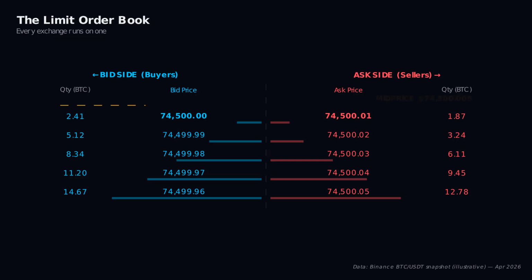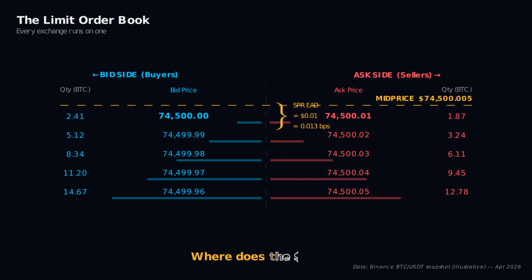The market price, the number on CoinGecko or your portfolio, is the midpoint between the highest bid and the lowest ask. The gap between them is the spread. On Binance BTC USDT right now, 1 cent, 1 tick, 0.013 basis points, among the tightest spreads in any financial market globally. So, where does the $13 go?